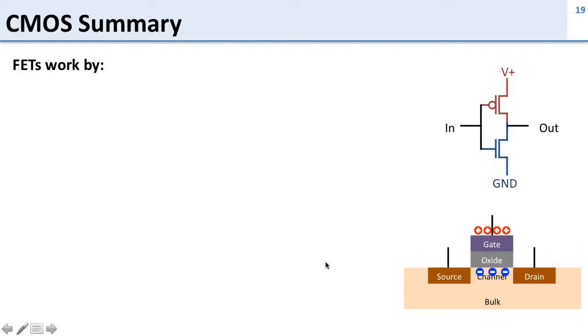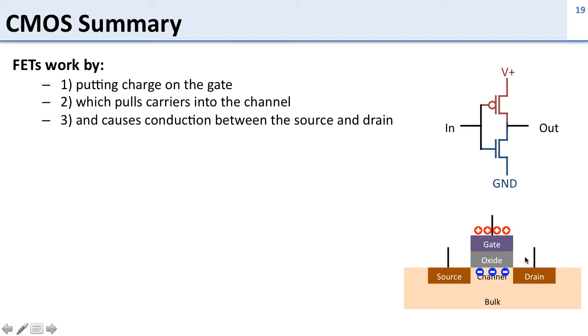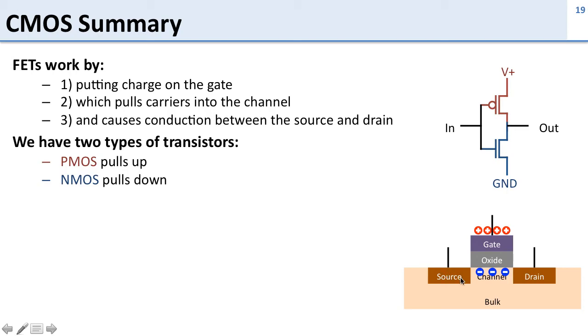All right, so let's summarize what we've seen from CMOS. Here are two views of CMOS. This is looking at the device, and here's a circuit. So these field effect transistors work by putting charge on the gate. The charge on the gate pulls carriers into the channel, which changes this channel here, which is an insulator, into a conductor. And that allows, if we put a voltage across the source and the drain, current to flow from the source to the drain. We have two types of transistors, PMOS and NMOS, and they vary depending on how we dope here. And you can see that we use them to build circuits.